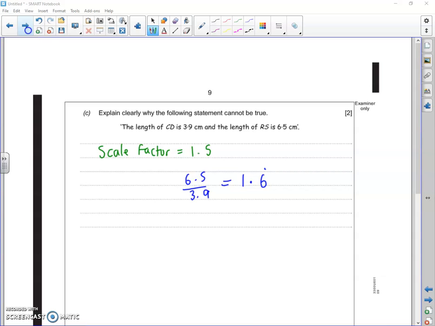As long as you've got some evidence that it's a different scale factor to what we used for the rest of the question, or the scale factor 1.5 doesn't work with those two numbers. And there you go, that's the end of question 7.